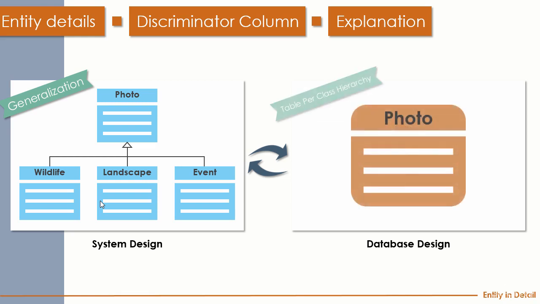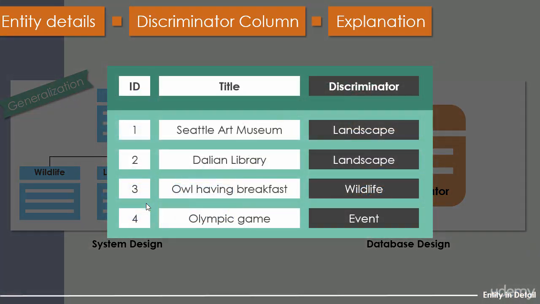To solve this problem, we can put all these classes into a single table called photo. So it includes all the attributes of the different subclasses. And how do we distinguish which object in memory this row corresponds to? We need a discriminator column. So the idea is something like that.